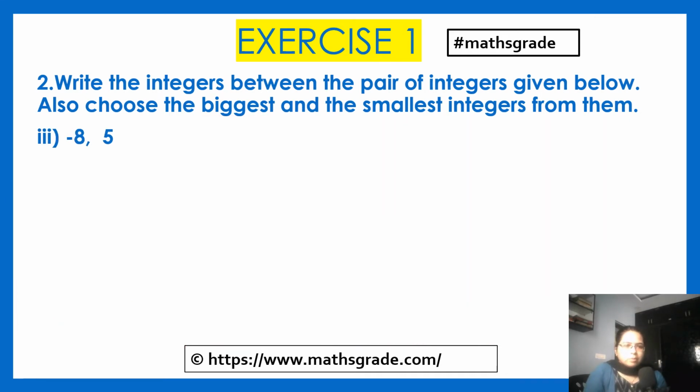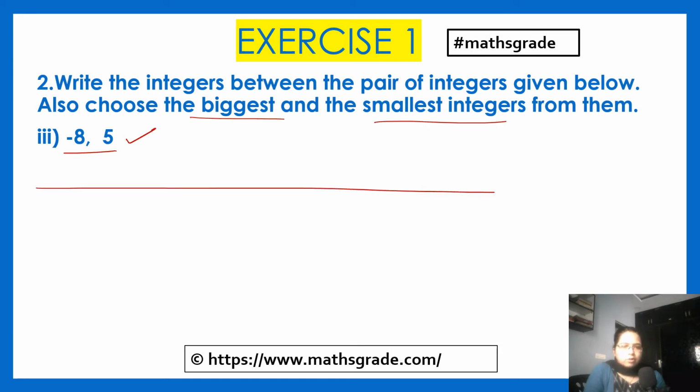Now we solve question number third bit. Third bit is -8 and 5. These two integers are given, and we have to find the other integers between -8 and 5, and we have to choose the biggest and the smallest integers from them. First we draw the number line.